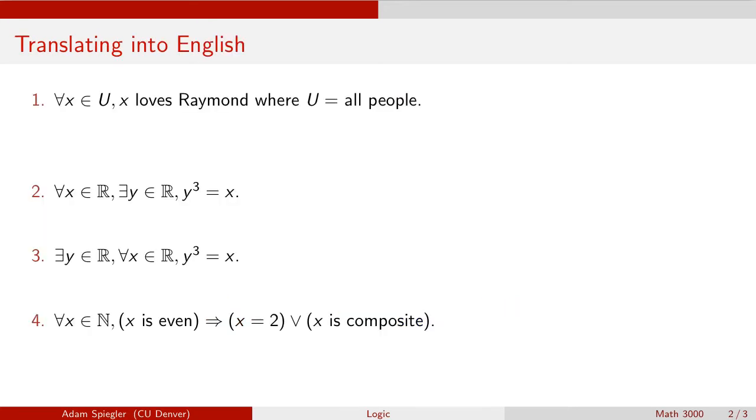Okay, so here we have 4 statements expressed mostly using symbolic logic. And we have quantifiers, sometimes multiple quantifiers in these statements. So let's take a look at each of these and see how we could express them in a more intelligible English sentence. For the first sentence, we have a couple of parts. First of all, we've got for all x in U, where U is all people. And then we've got a second part of this sentence, which is x loves Raymond. Let's see how we could interpret this.